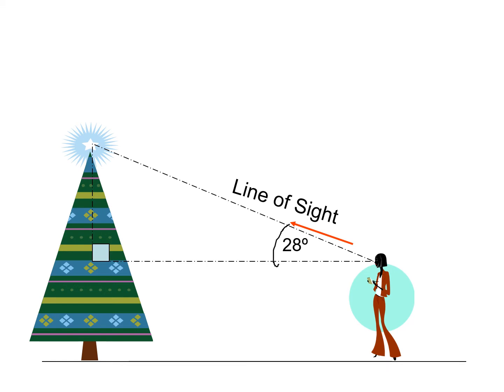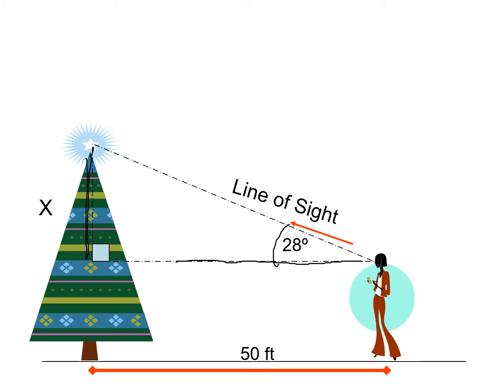So the angle from where she normally is looking ahead to now the top of the tree is 28 degrees. She wants to know the height of the tree. She's 50 feet away. She counted it out. And she wants to know the height of the tree. Is that going to give her the height of the tree? No, it's only going to give her the height of that triangle right there. But that's a start. So let's find that.